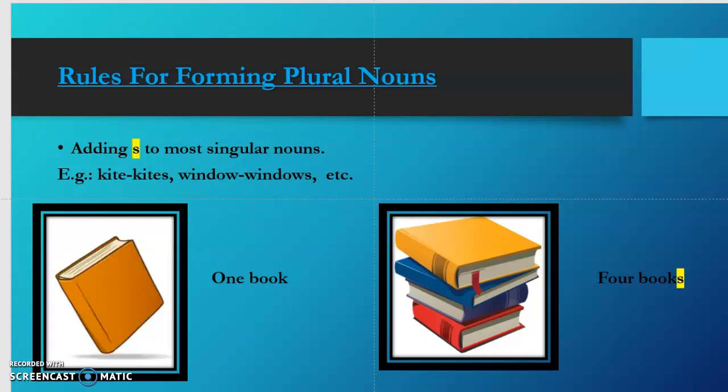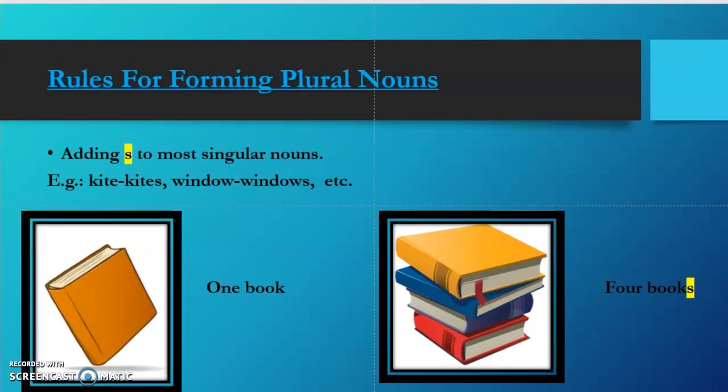First one is the simplest of all. We just add s at the end of our singular noun. Like in the picture you can see, one book becomes four books. See, we have added the s at the end. Similarly, kite becomes kites, window becomes windows, or dog becomes dogs.